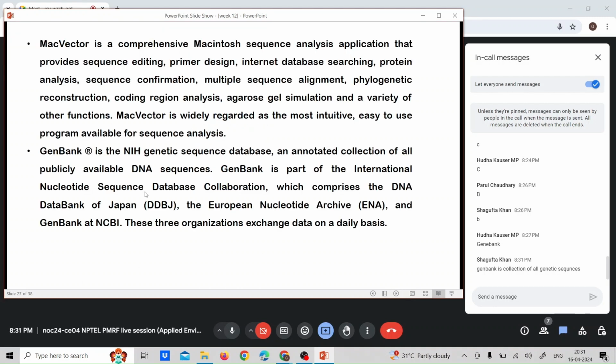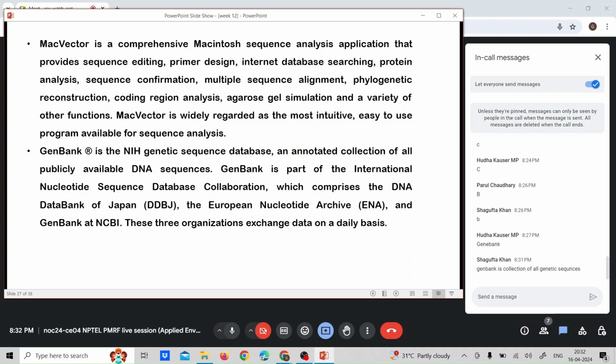MacVector is for MacBook, and all you can do is edit sequences, design primers, do alignment, do phylogenetic reconstruction, do protein analysis, etc. GenBank, again, as you have answered, is a database which stores the DNA sequences.